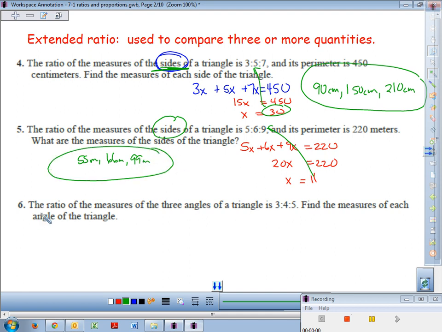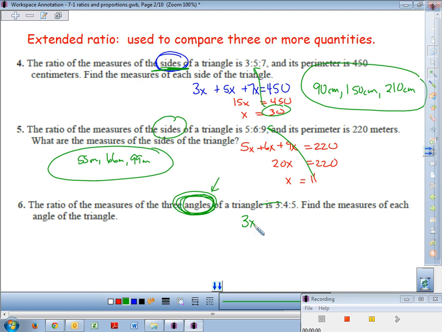And then here, don't assume that they're all the same. Find the ratio of the measures of the 3 angles of a triangle. Before, they had sides. Now they give me angles. So the three angles of a triangle are in the ratio 3 to 4 to 5. We have to use previous knowledge that all three angles add up to be 180 degrees.